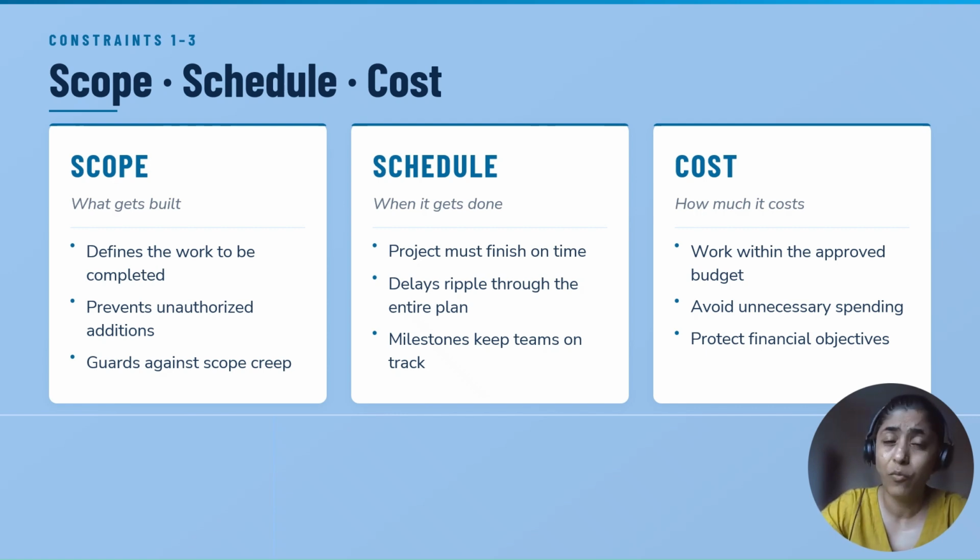And here is one important takeaway: these three constraints constantly influence each other. Increase the scope, and usually we will need more time or more money. Reduce the budget, and you will reduce the scope or accept lower quality. And balancing these three constraints is one of the biggest responsibilities of every project manager.